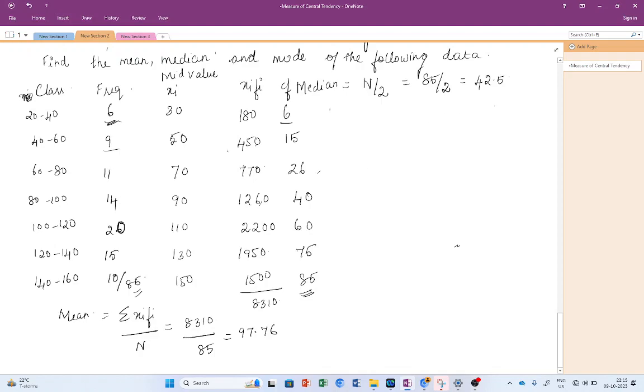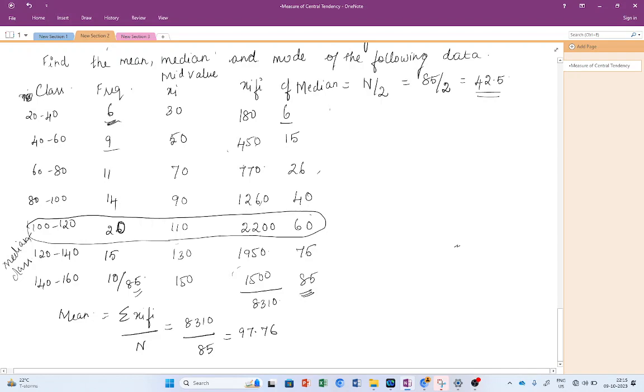Okay, so now you can see that I've got 42.5. So here a value which is greater than 42.5 is 60. So this whole thing is called the median class. Okay, so what I have done is I've just calculated n divided by 2. I get 42.5. Now I come to the cumulative frequency. I check a value which is greater than 42.5. So I get 60. So based on this, the whole corresponding row, I call it the median class.